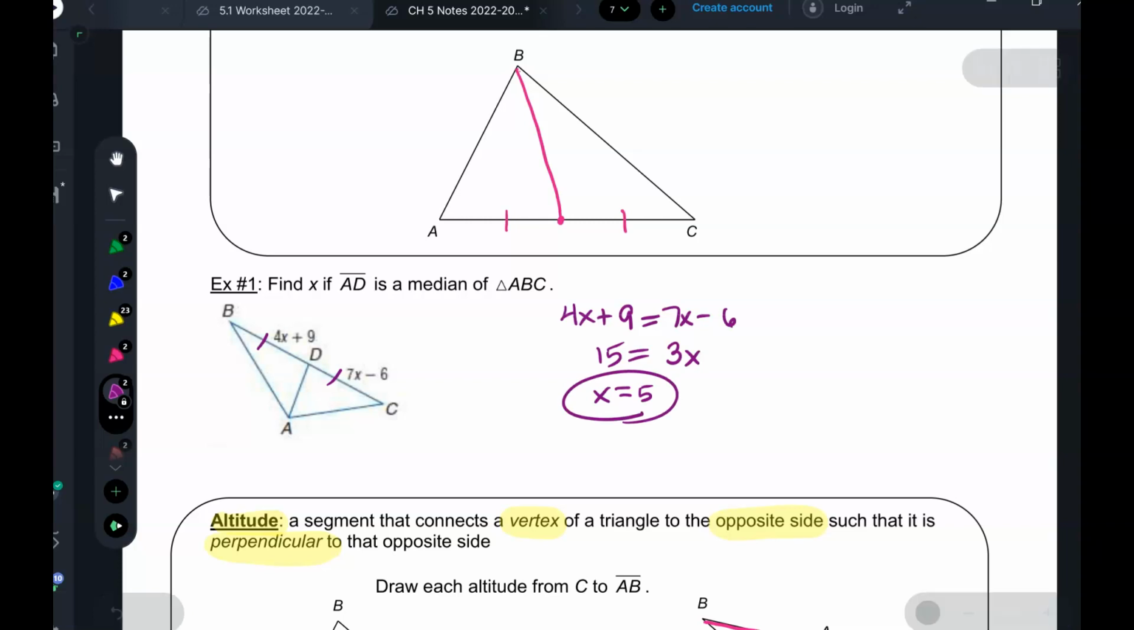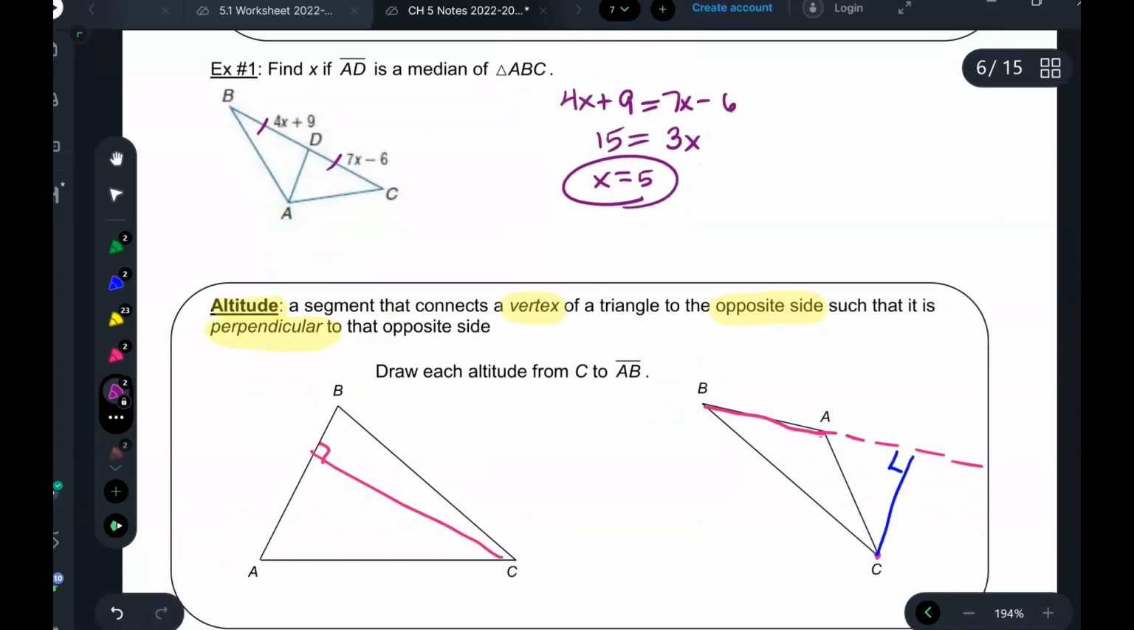Now, is that all we had to find? No, it says find x if AD is a median. I just always want to make sure that after we find the variable, we go back and make sure there's nothing else we had to solve for. But that was all, right? Even if you tried to find AD, do we have any information for that? No. Okay, this one. Sorry, I'm going to just erase this stuff.